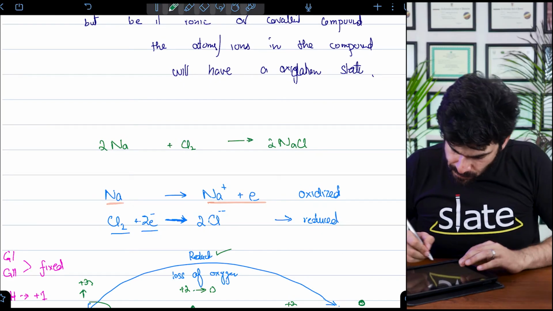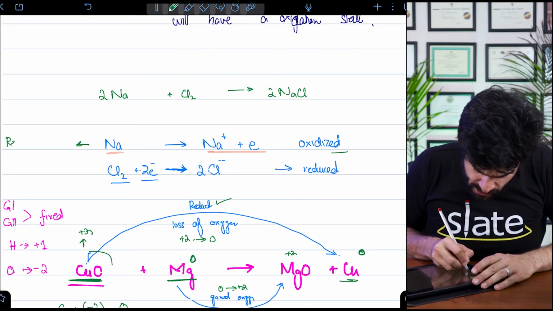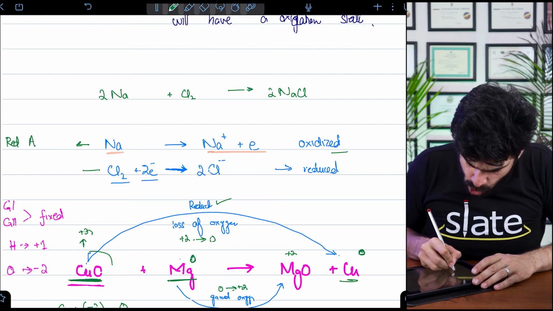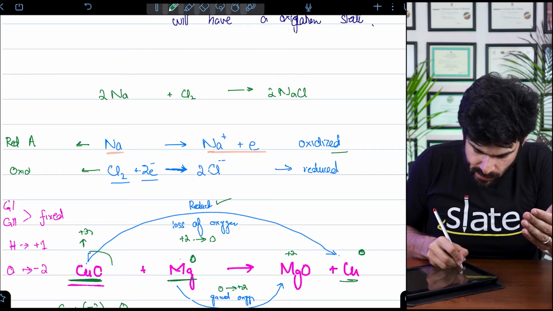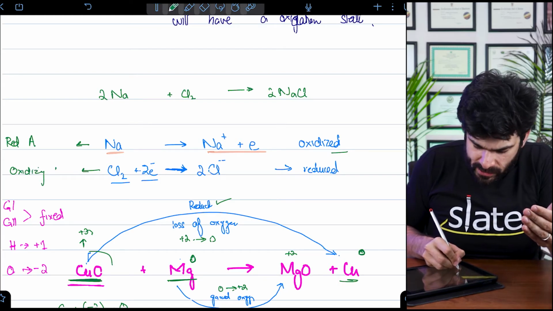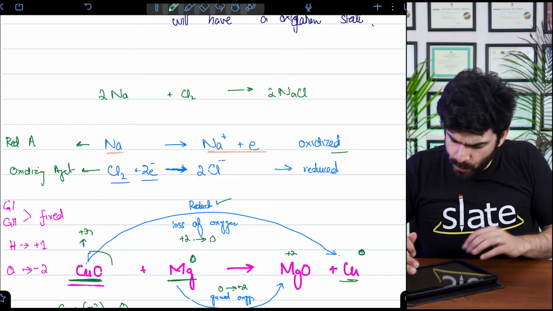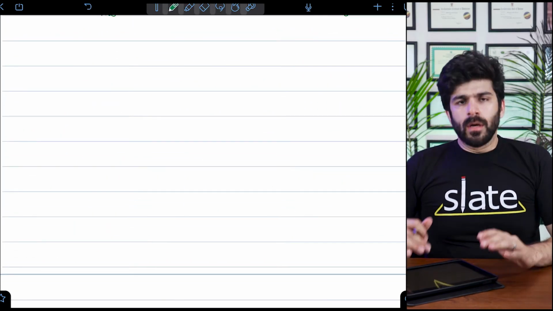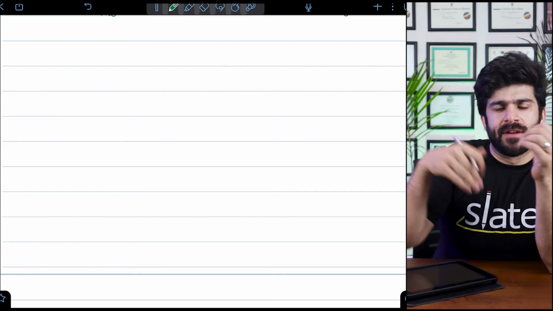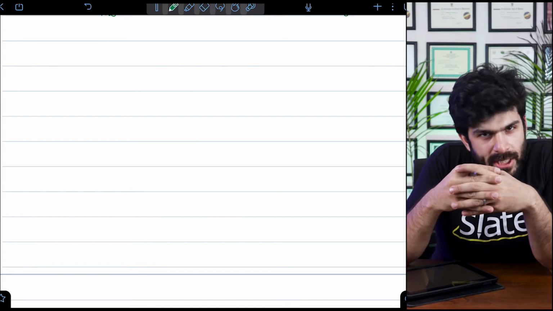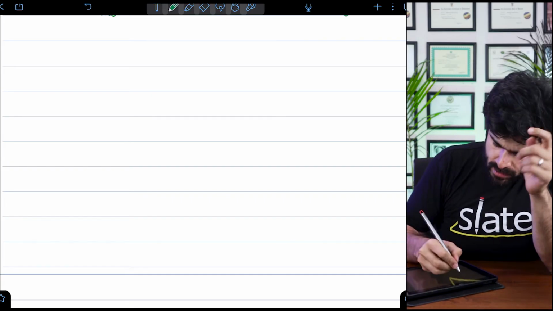Here, sodium is getting oxidized. So sodium is the reducing agent. Chlorine getting reduced. So this is the oxidizing agent. That's all. Now, as I said, from group 5, 6, 7, they can have various oxidation states. You can be asked to calculate the various oxidation states.